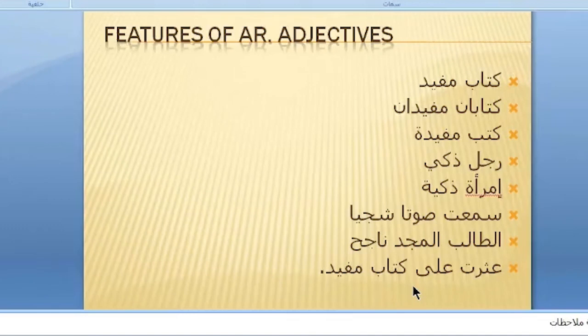Now عثرت على كتاب مفيد. How can we translate it? I found a useful book. What is the difference between the Arabic sentence and the English sentence? يعني هسه هذه الترجمة مالتنا I found a useful book، it's okay، ما فيها مشكلة. لكن شنو الاختلاف عن الجملة العربية اللي تقول عثرت على كتاب مفيد؟ I want you to focus on the verb.